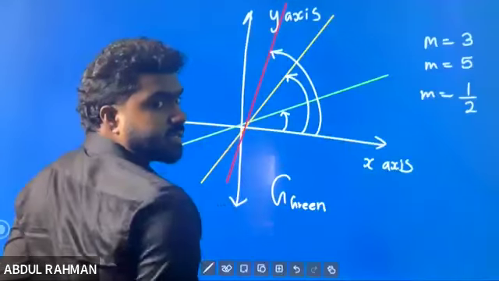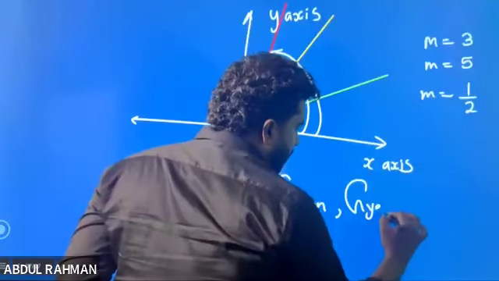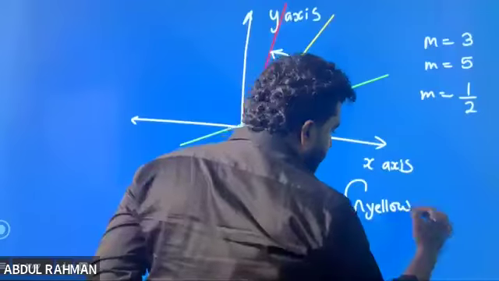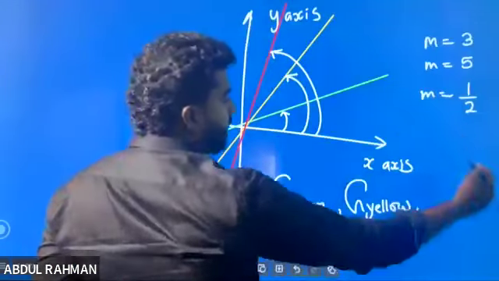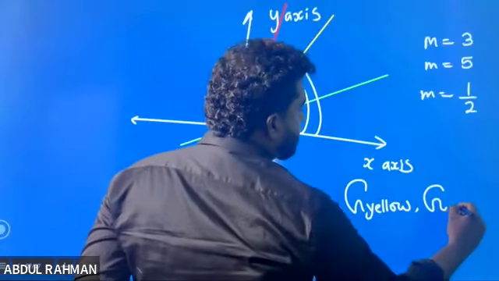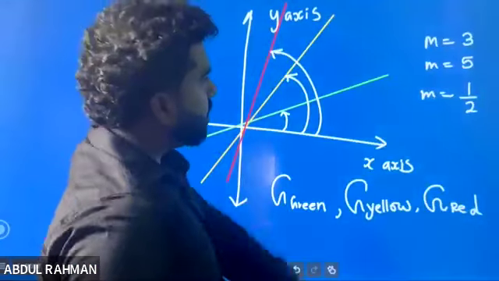Graph green has the smallest angle. Then graph yellow has the smallest angle. Then, sorry, this is smaller. This is the second one. And who's going to take this third place? Graph red.